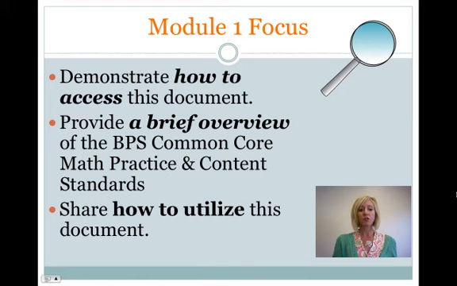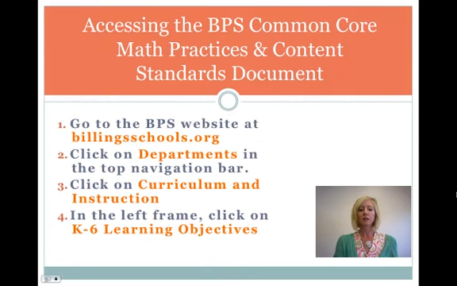The focus of this module, I have three key things I want to show you: how to access the document, a brief overview, and then how to utilize this document. So first of all, how do we access this document? To access it, we simply go to the billingschools.org website, click on Departments in the top navigation bar, click on Curriculum and Instruction, and then in the left-hand frame you're going to see a link for K-6 Learning Objectives. So I'd like to go ahead and show you that document now.